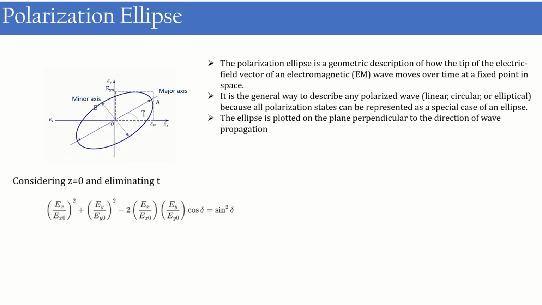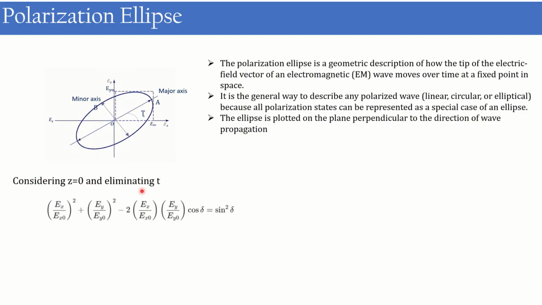Based on this idea, as elliptical polarization is the basis of linear and circular polarization, the polarization ellipse is defined. The polarization ellipse is a geometrical description of how the tip of the electric field wave moves over time at a fixed point in space. It represents how the polarization of the electric field is changing. It is a general way to describe any polarized wave, linear, circular or elliptical. And this is plotted on a plane perpendicular to the direction of wave propagation. In this case, we are considering our direction of propagation along the z axis.